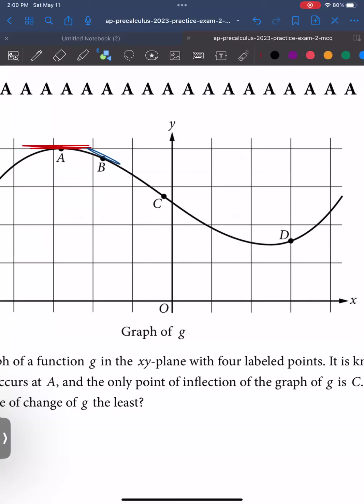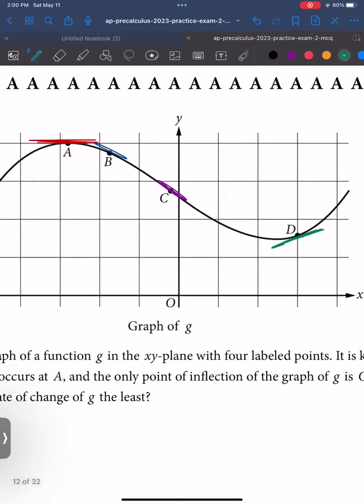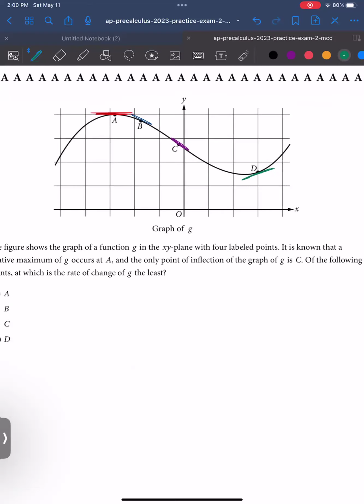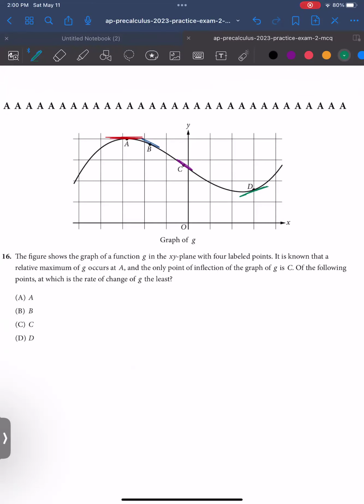wait, no, I lied, it's C. Here's the one for C. Oh, that's why they're doing all these weird things. And here's the one for D. Right, so you're basically trying to get a line to touch it. You're basically making a tangent line to these points. So looking at all of these, which one would have the least change? C. What? How's it C? Wait, don't tell me I was right before.